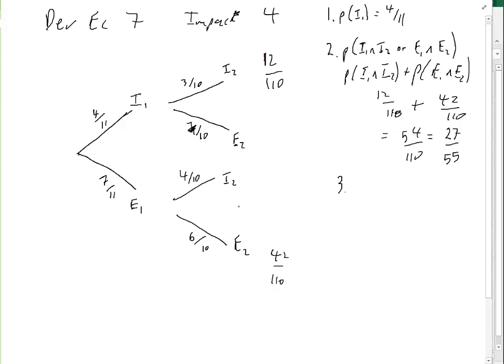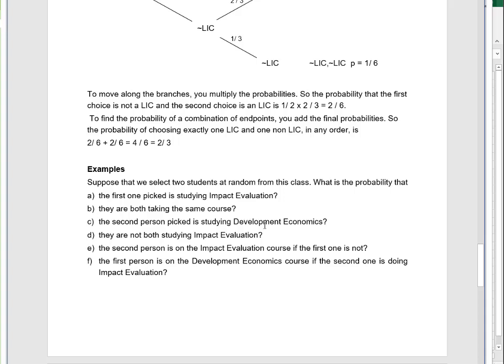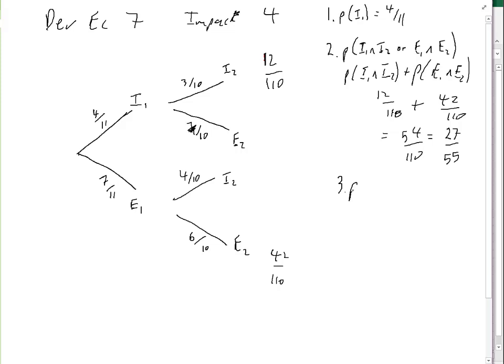All right, question 3. We've got the probability that the second person picked is studying development economics. So the probability that E2, so that's here or here, is the probability of I1 and E2, or E1 and E2.